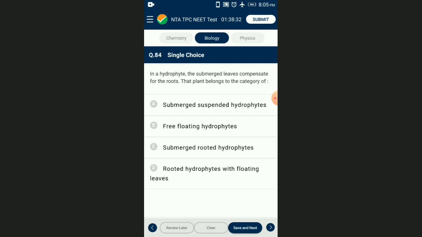Question number 84. In a hydrophyte, the submerged leaves compensate for the roots, that plant belonging to the category of. Hydrophytes are the plants adapted to live in aquatic environment. In free-floating hydrophytes, roots remain embedded in mud and the leaves float on water surface. Hence, submerged leaves compensate for roots. Examples include Pistia, Wolffia, Eichhornia. So the answer is option B, free-floating hydrophytes.